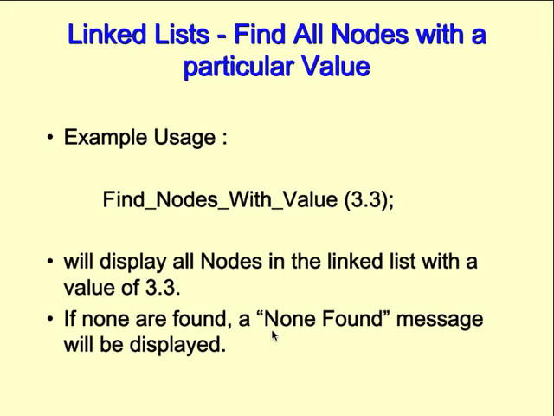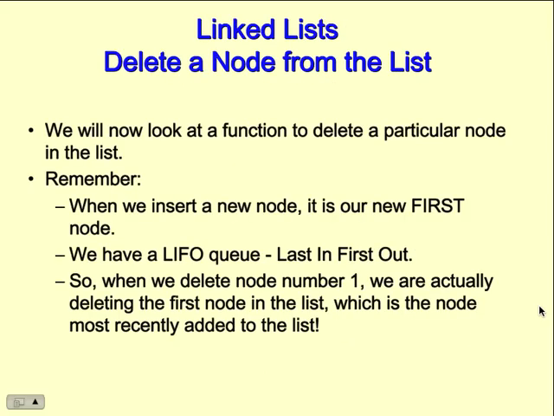So here's an example of the usage to find all the nodes with a particular value. Example here, find all the nodes with the value 3.3. So we'll display the nodes in the linked list with the value of 3.3. If none of them are found, it's going to print out none found. So that's how we would look through.